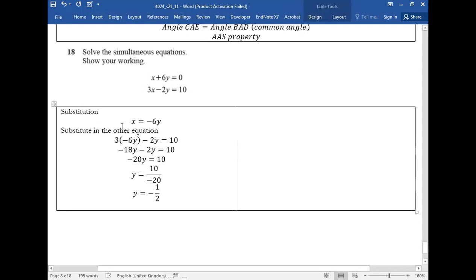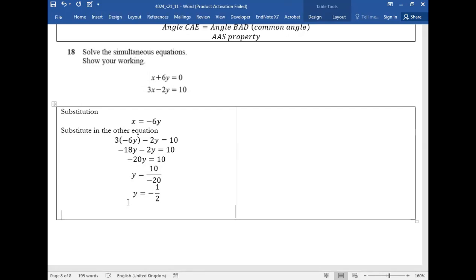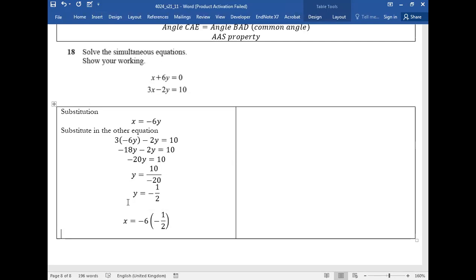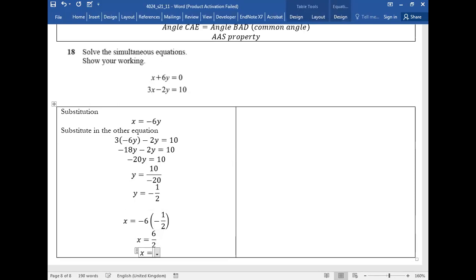Now I plug this in the first one because that's the easiest one. I can get the answer from any equation. X is minus 6, y की जगह minus half. मैं बहुत बच्चों की तरह बता रहा हूँ. Positive 6/2. So the value of x is.